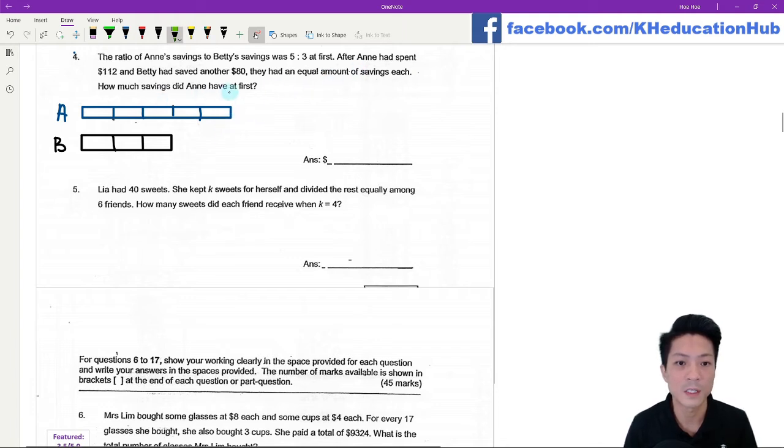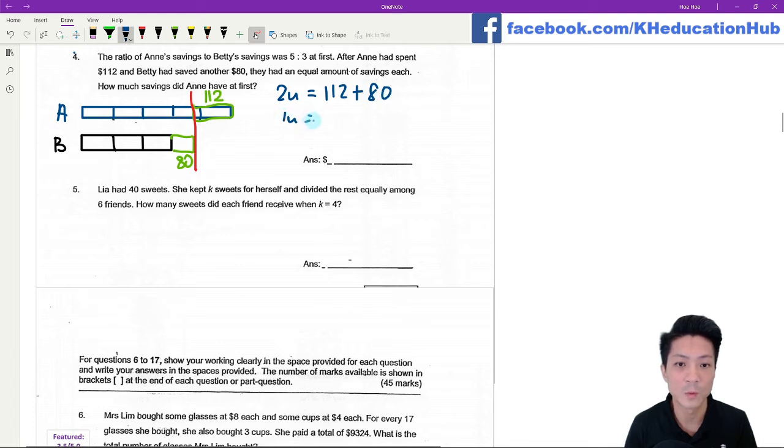Okay, after Anne had spent $112, I do not know how much is 112. I'm just gonna draw a random block over here, 112. Okay, and Betty saved another $80, so I'm gonna draw another block here. This is the 80. Okay, they have the same amount, so this is the cutoff point. So we can see clearly that 2 units is equal to 112 plus 80.